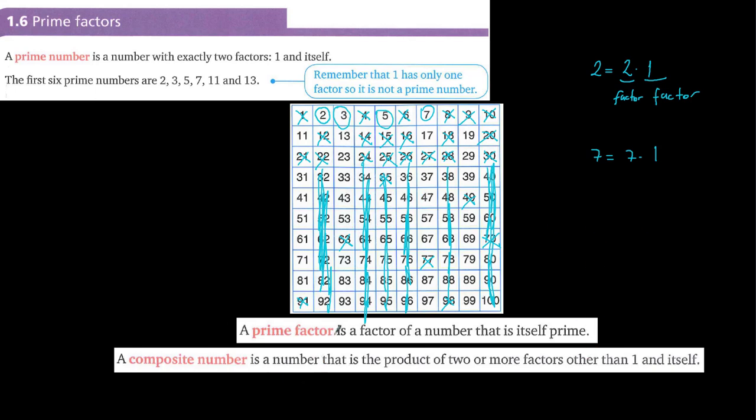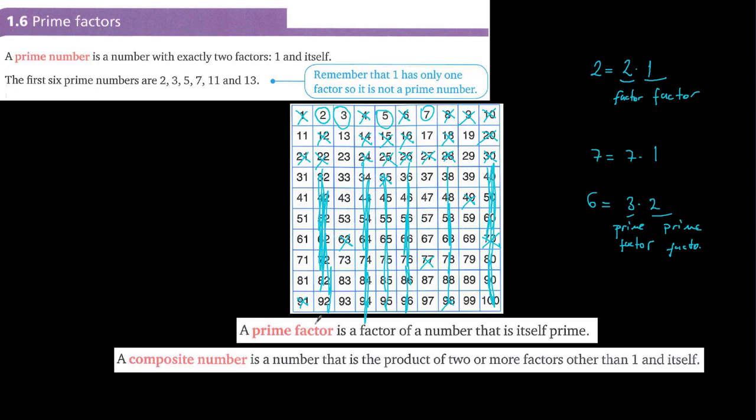Okay, what is a prime factor? A prime factor is a factor of a number that is itself prime. So here 6 is not a prime number, but the factors 3 times 2, both of them are prime factors. Here 2 is also a prime factor.